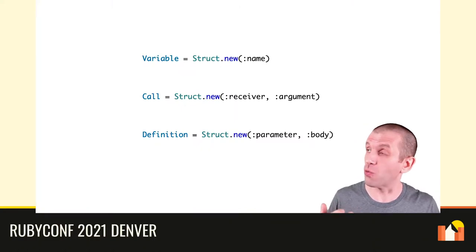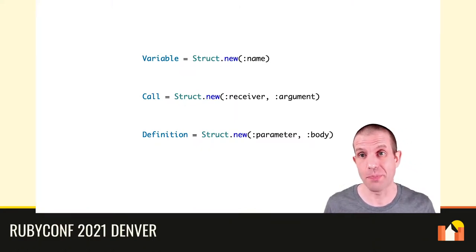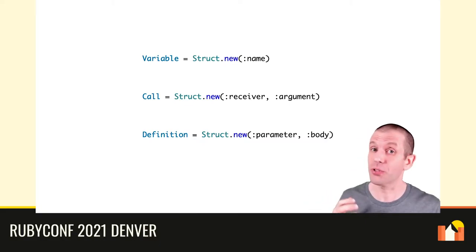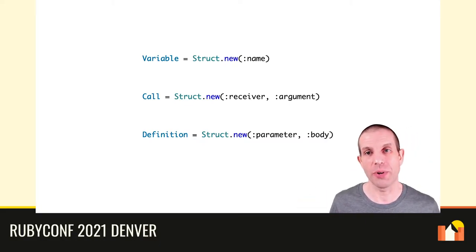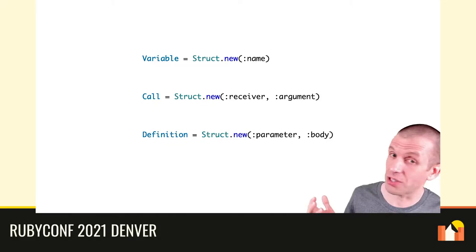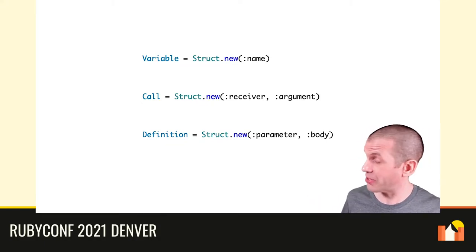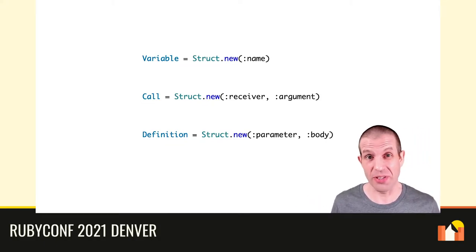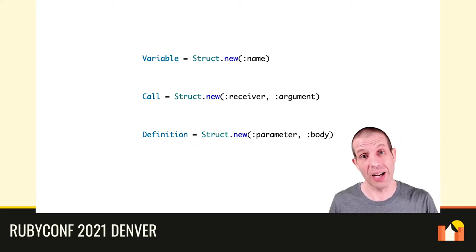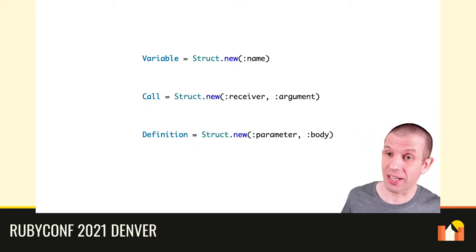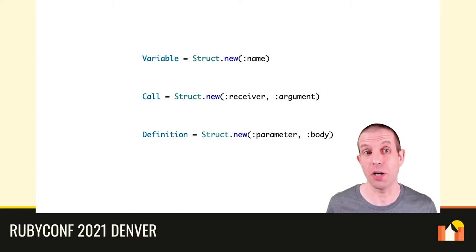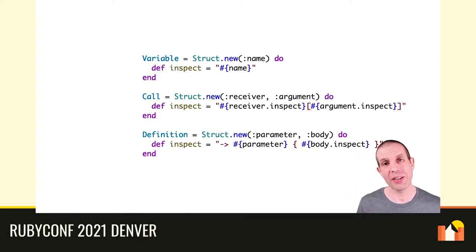We can make our own representation out of structs. We need classes for variables, calls, and definitions, each with the relevant members. A variable just has a name, a call has a receiver and an argument, the receiver is the thing being called and the argument is the value being passed to it, and a proc definition has a parameter name and a body. To make these structs easier to work with, we can implement the inspect method on each class, so their instances get formatted nicely when we look at them in IRB.